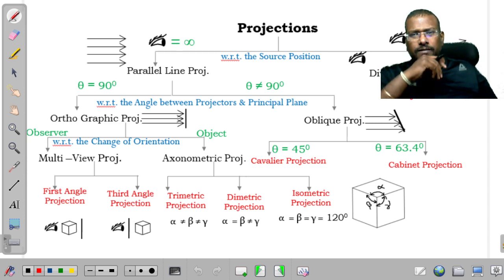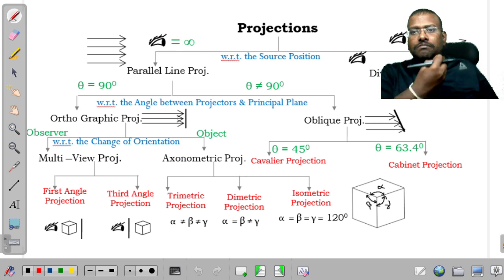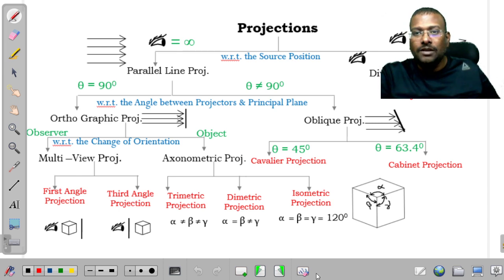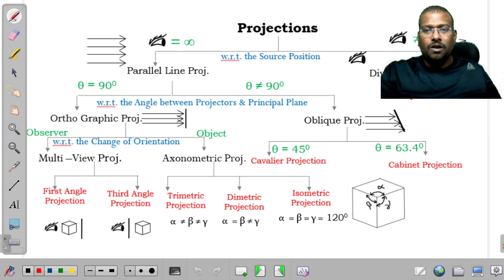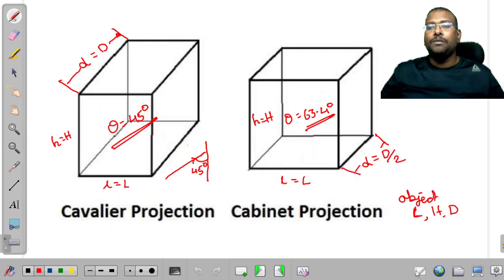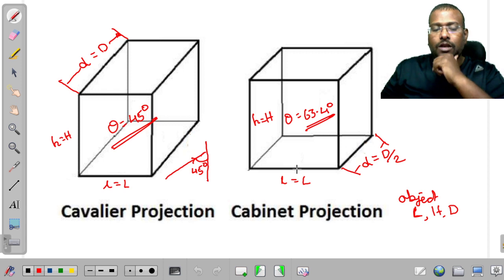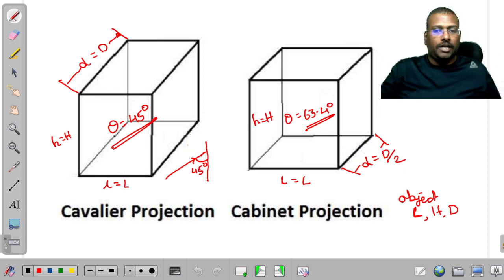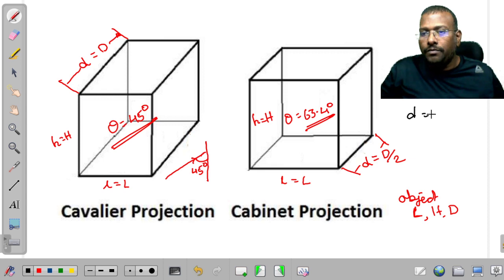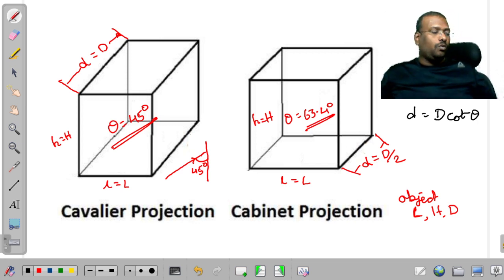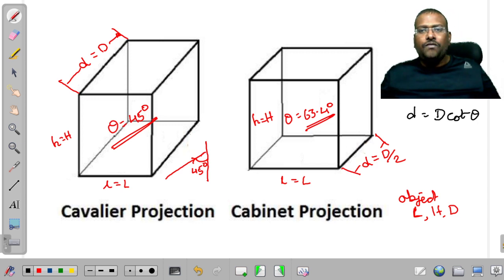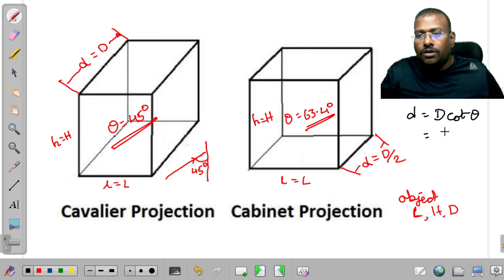Okay sir, we will accept whatever you said, but what is the logic behind it? What is the relation between capital D and small d? We have an equation. Very simple: small d is equal to capital D into cot theta. All of you remember, this is important. Sir, we are not familiar with cot, we are familiar with tan. Okay, convert it: that is equal to D divided by tan theta.